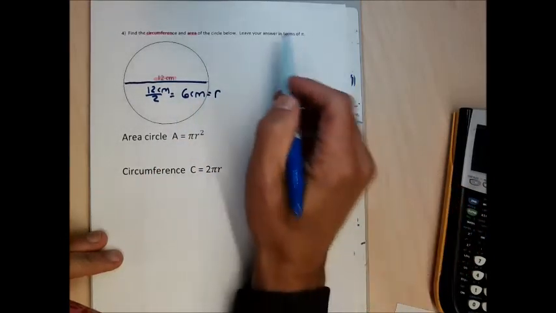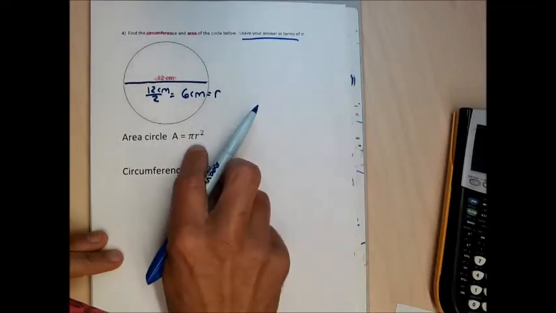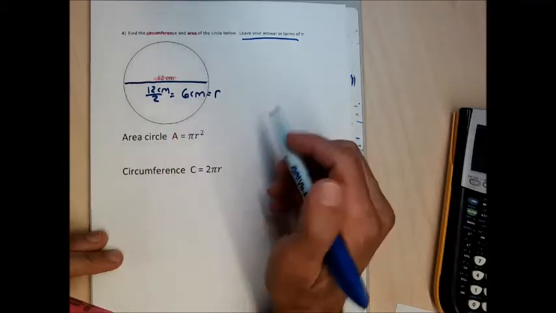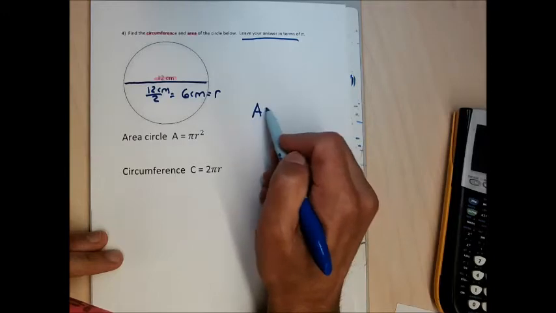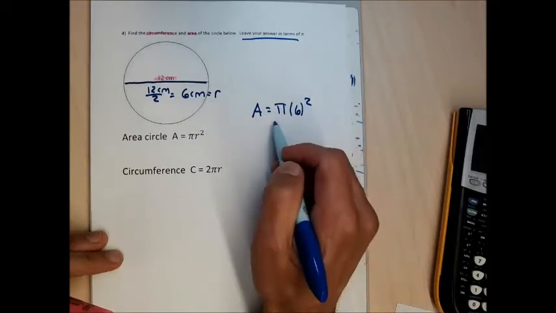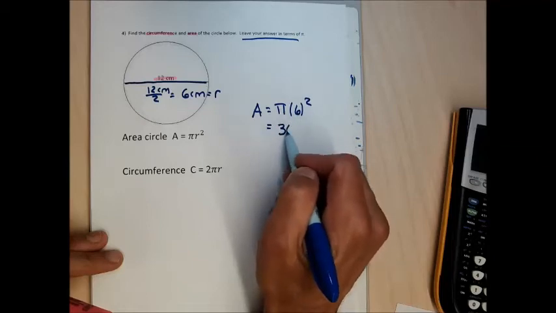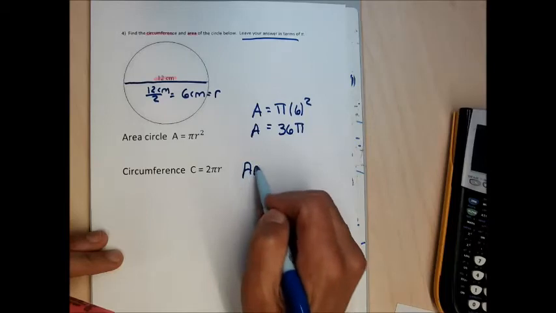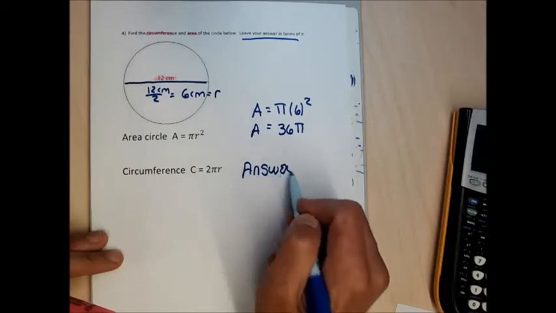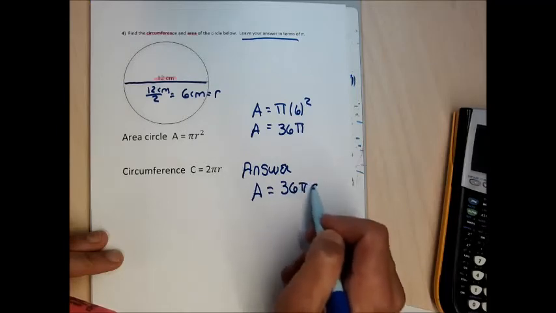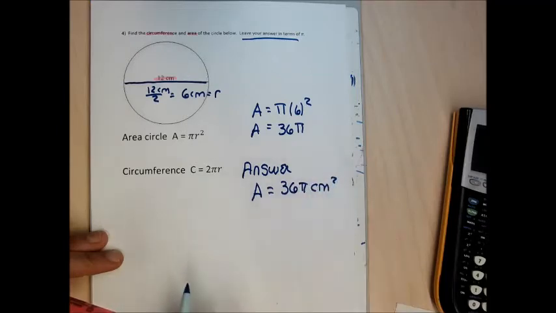When I go to do the area, I'm going to use the pi r squared formula. I'm going to leave my answer in terms of pi, and my units are going to be square centimeters. So for my area, I'm going to go pi times 6 squared, and I'll leave the pi and I'll square the 6. That's going to give me 36 pi. And when I write my answer for area, I'm going to write the number 36 pi, and my units are going to be centimeters squared.